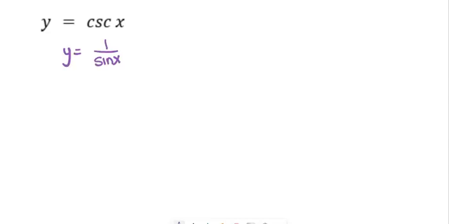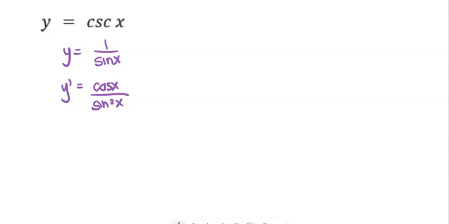All right, let's try another one. All right, we got cosecant. Well, we don't know what the derivative of cosecant is, so we're going to rewrite this in terms of sine. So this is 1 over sine x, and now I can take the derivative of this. The derivative of sine x will give me cos x on the top over sine squared x on the bottom.